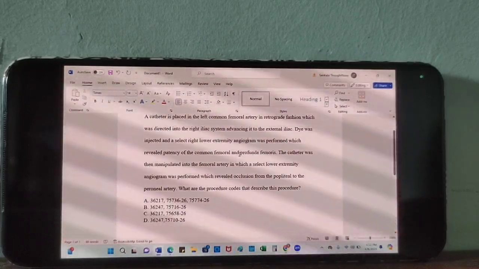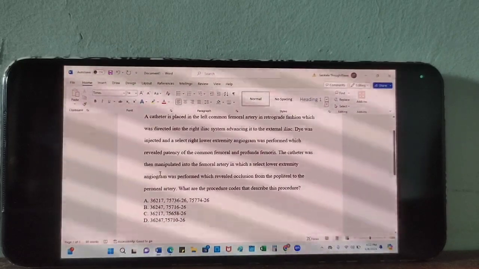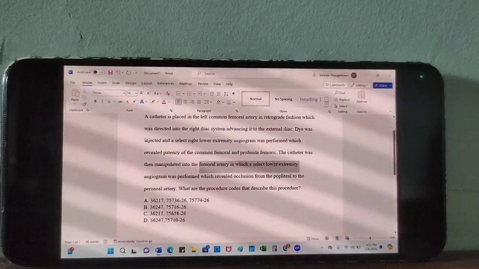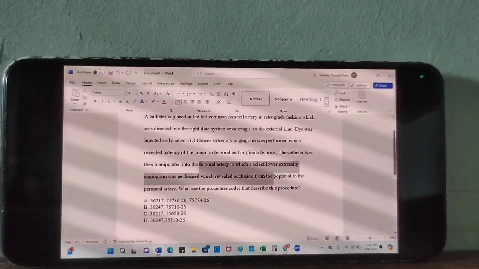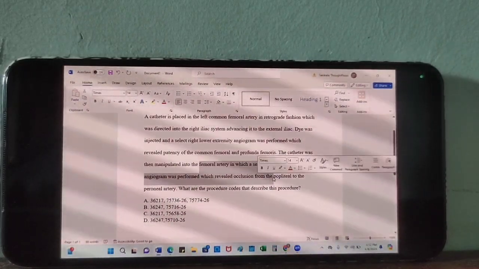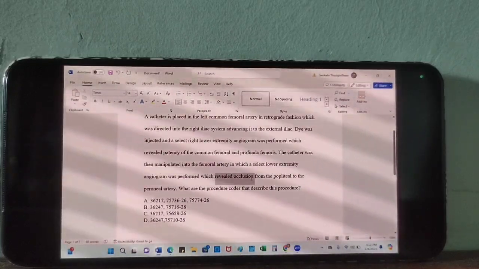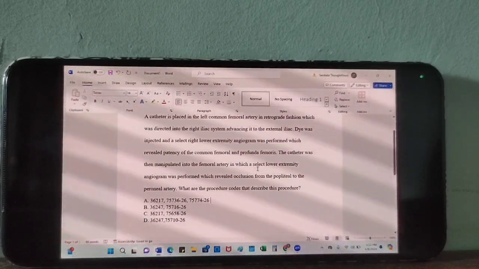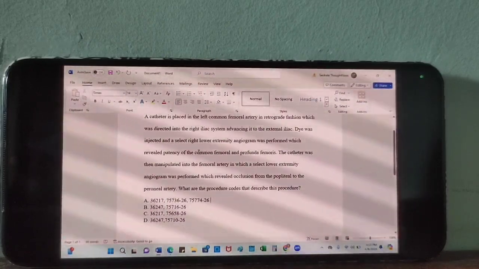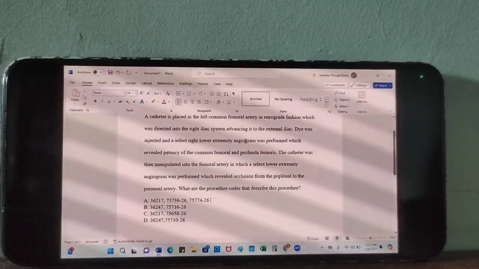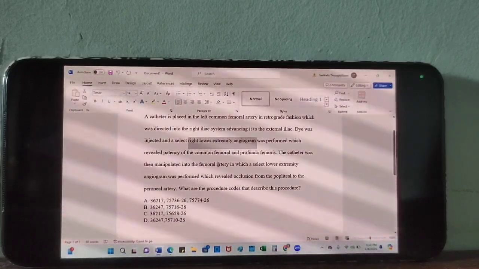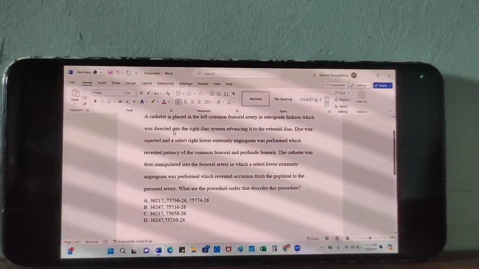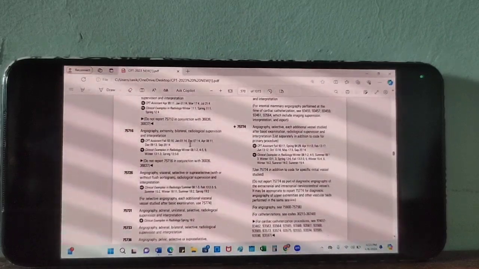It revealed patency of common femoral and profunda femoris. Catheter was manipulated in the femoral artery, which is a selected lower extremity angiogram, and it revealed occlusion from the popliteal to the peroneal artery. So actually, the doctor took the angiogram at the right side only. That's why this is not bilateral. The angiogram is not taken at both right and left. Right side only.